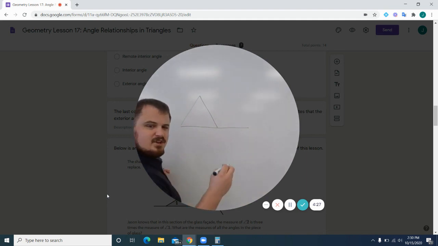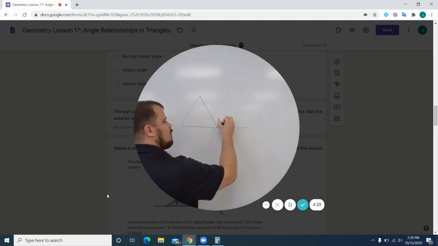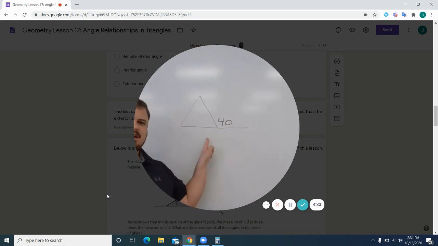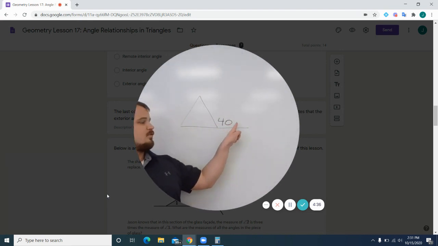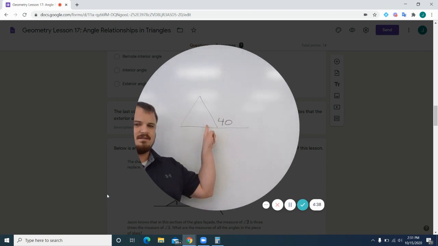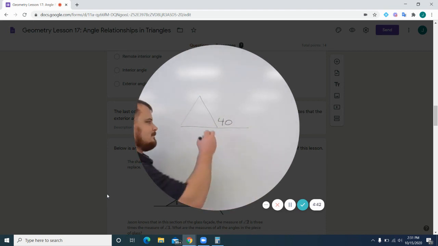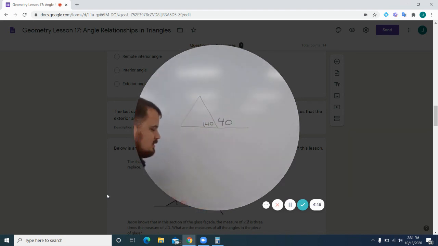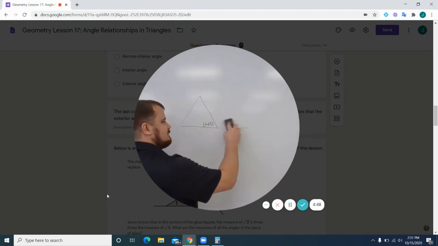and let's say this one is 40, then I want you to think, because this is a straight line, it adds up to 180. So 40 plus what is going to give me 180? Well, 40 plus 140. So this has to be 140. Okay? Now, let's ignore the exterior angle for a bit.